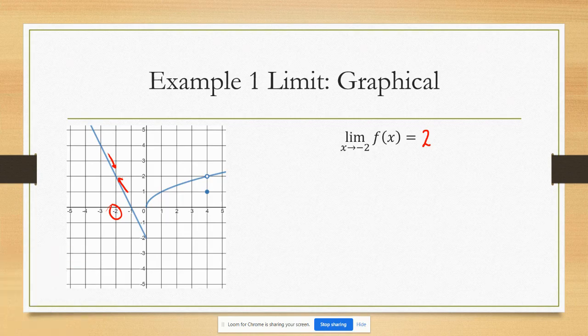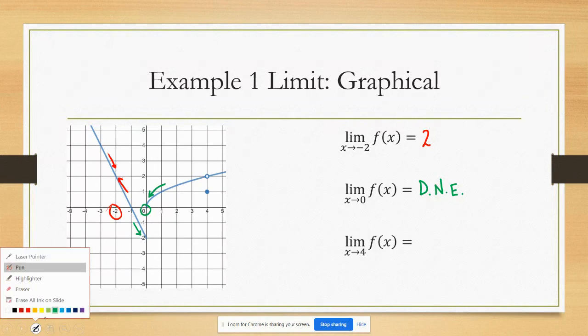Now what if I ask you the limit as x goes to 0? Well, here's 0. As x goes to 0 from the right, the y coordinates are getting close to 0. But if x gets close to 0 from the left, the y coordinates are getting close to -2. Since those two numbers don't match, we don't have an answer to this question. We have to say does not exist. There's no way to answer this question because being close to 0 in one direction doesn't match being close to 0 in the other direction.